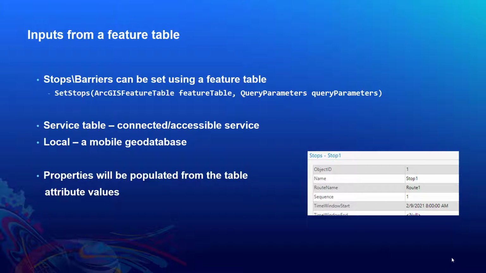One thing to note about using tables is that we actually use the field attributes and try to match them to properties on the input objects. So for something like a stop, you might have a route name property, and we'll look for a field on those tables named route name and populate the property based upon the values in those fields.